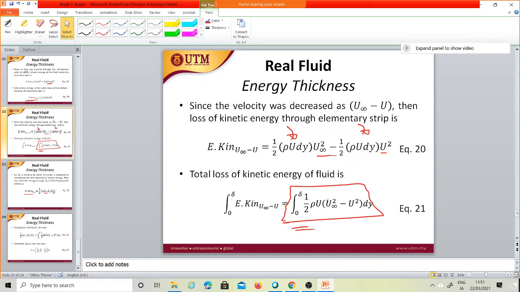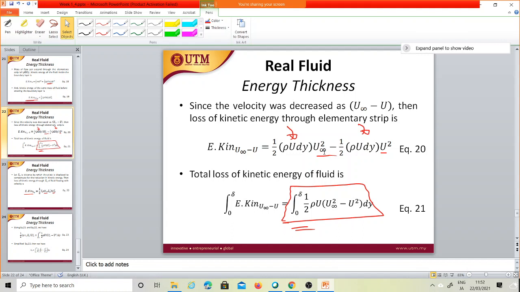That's why you need to integrate, because u infinity is constant, but u will change. That's why you need to integrate for different y. It means different heights or different distances from the wall surface. You have different u. You have to put the value and then integrate. If the values are given, then you can get a particular numerical value. But if the values are not given, you will get an expression. It depends on the problem.